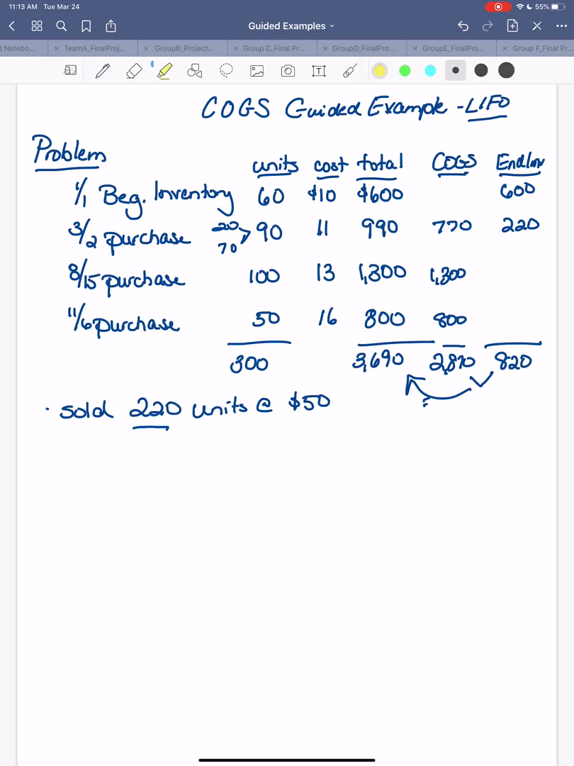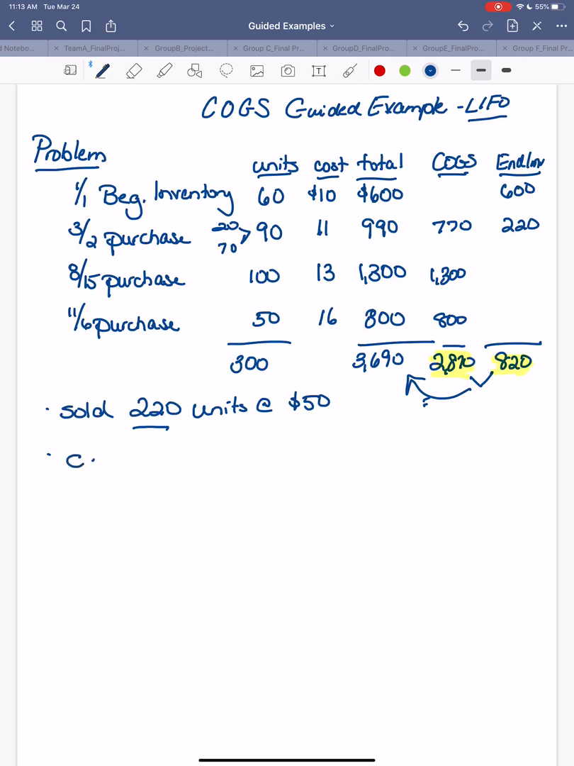So again, now we've done a good job. We've got our cost of goods sold. We've got our ending inventory. We're ready to make some journal entries. So hopefully you figured this out by now. When we sell the units, remember, that entry is always the same.